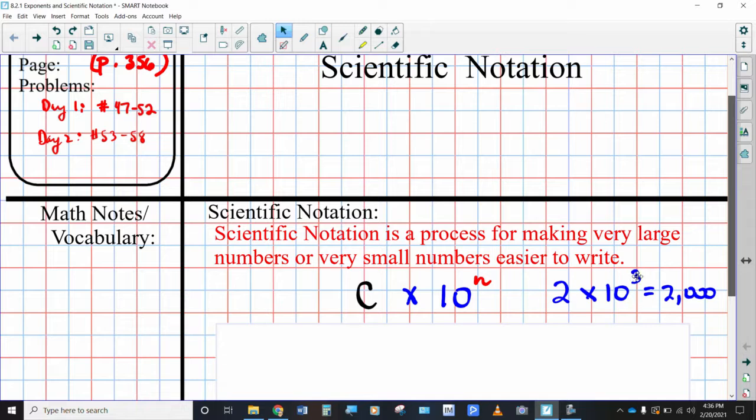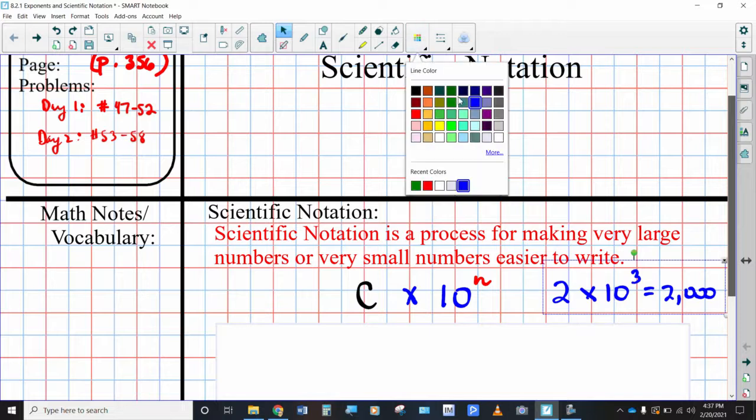10 to the third power is a relatively small number, so you're not really saving a whole lot of space or time by writing 2000 like this. But if I change that to 2 times 10 to the 30th power, then you would be talking about a very, very, very big number with a lot of zeros. We'll get more into that a little bit later. Okay, so let me actually change and color code that a little bit.